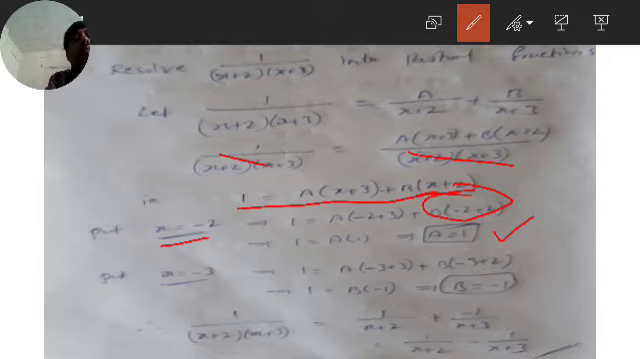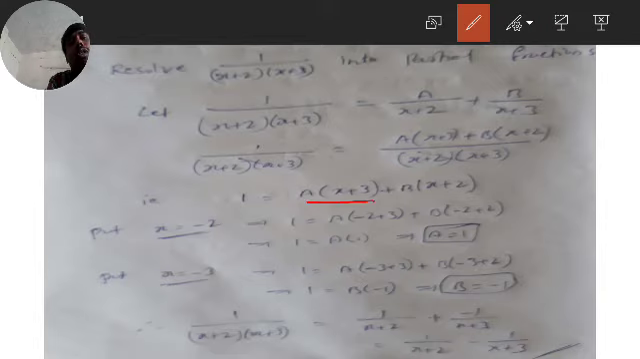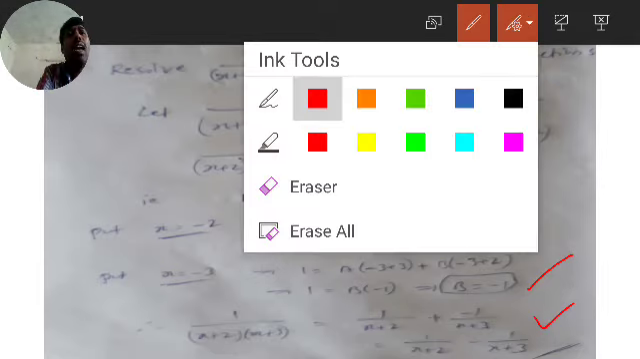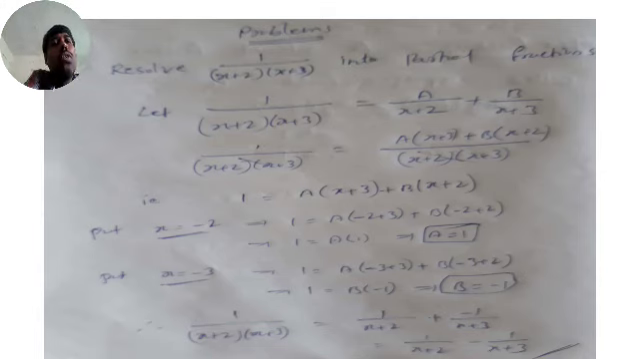And to get b value, you should make a 0. How to make a 0? Put x is equal to minus 3. This will be 0, b is equal to minus 1. Now substitute a is equal to 1 and b is equal to minus 1, plus into minus is minus. Answer is 1 by x plus 2 minus 1 by x plus 3. That's it. Very, very easy. This is a problem where we get 3 marks, a compulsory 3 marks question from this.